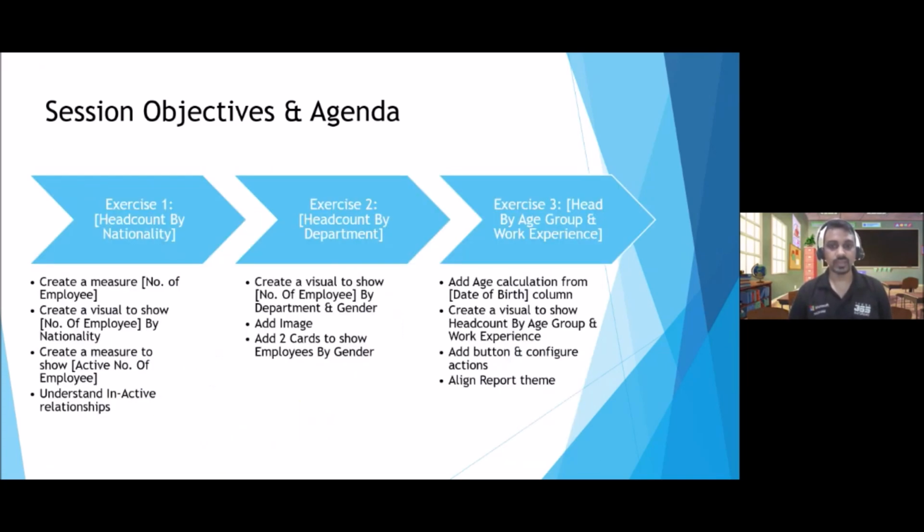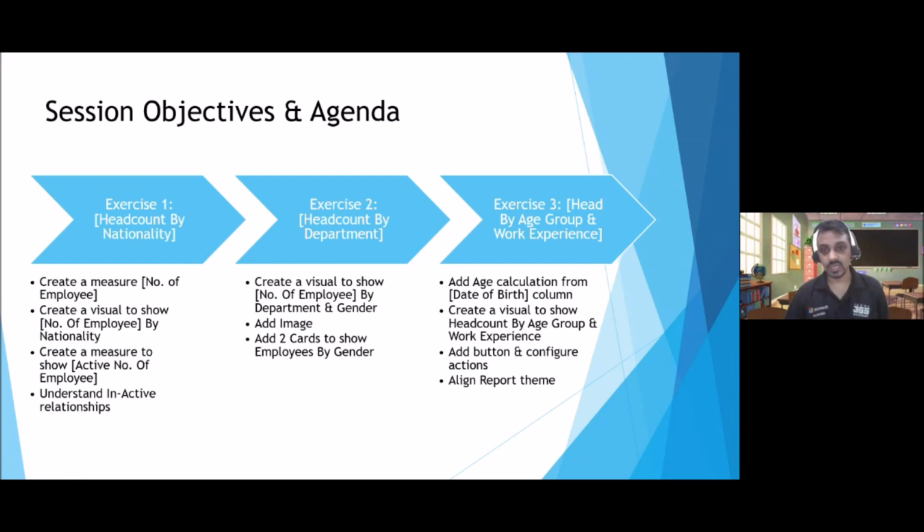So here we have 3 exercises. The first exercise is to create a few measures to calculate the number of employees and then show a visual of the number of employees by nationality, and then show the number of active employees and understand the inactive relationship. In the second exercise, we will have the department head count. We will show the number of employees by department and gender, and then add some images and some cards. And in the third exercise, we will add some group calculation.